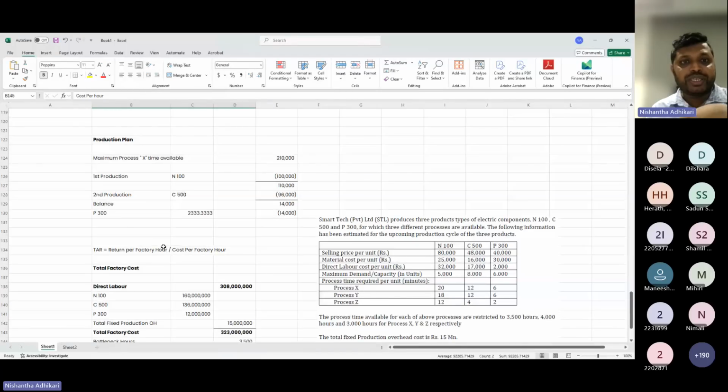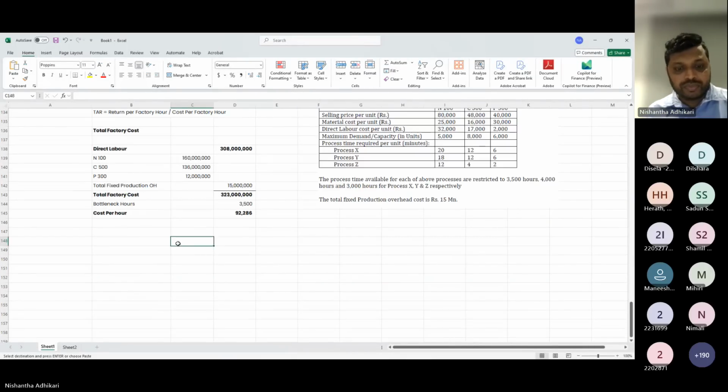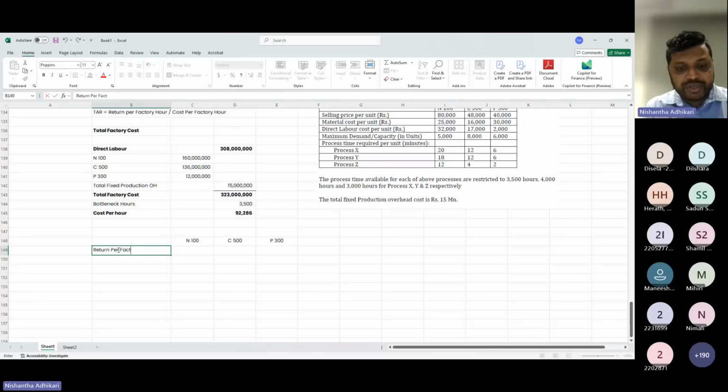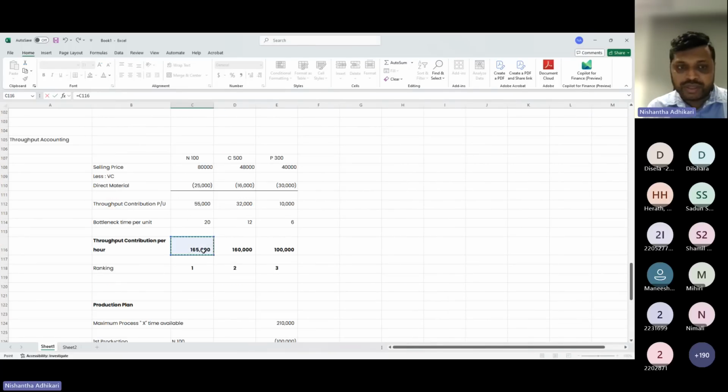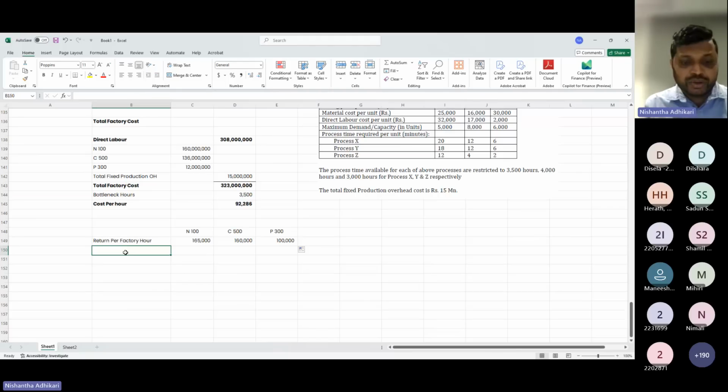We are going to work it out for all these three products. Return per factory hour. Take the above 165,000, 160,000 and 100,000. Then take the cost per factory hour. You have already calculated the cost per factory hour: 92,000.